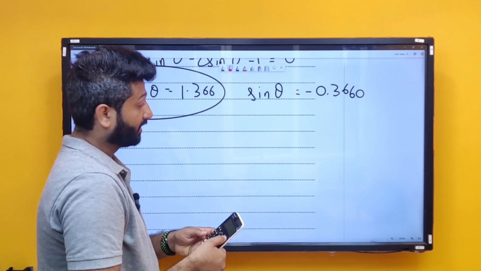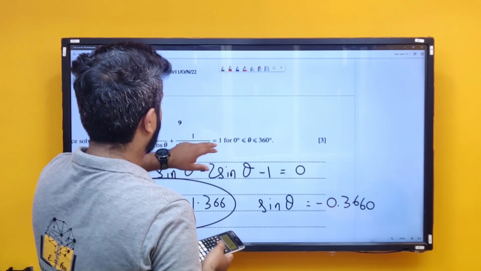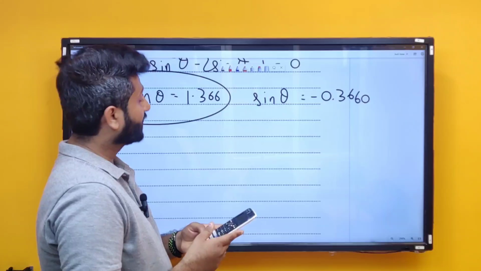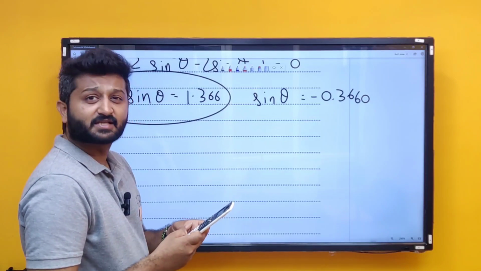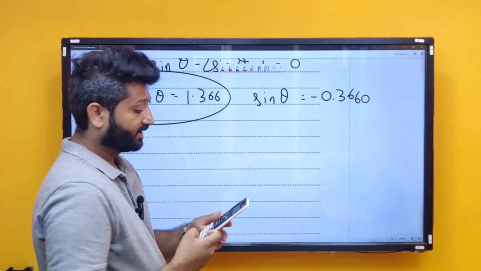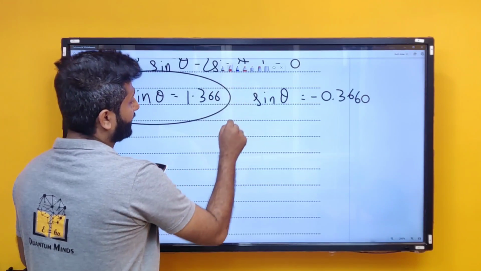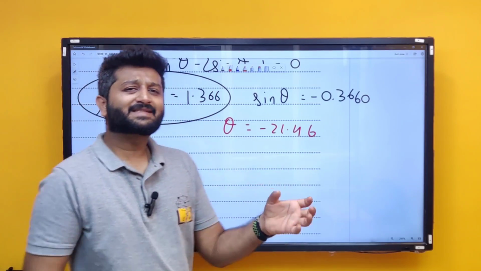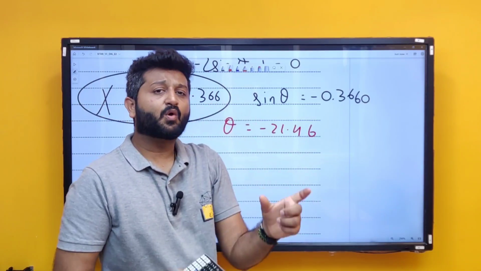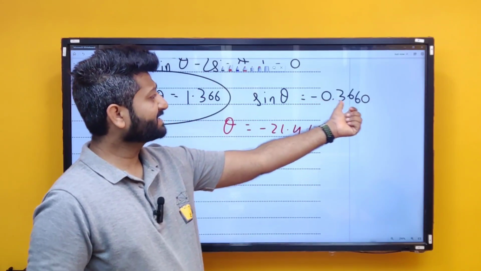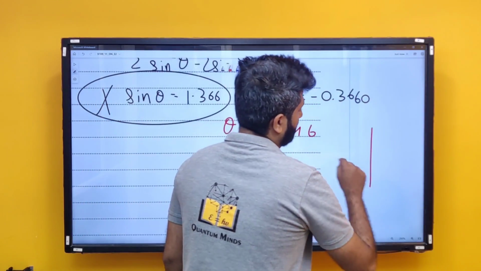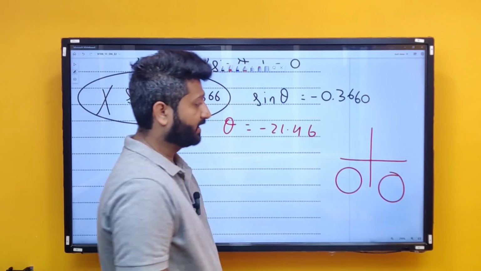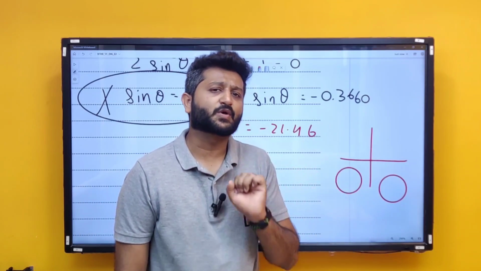Sine inverse of, okay, let me check what was the unit of angle. Yes, the unit was in degrees, so I'll have to change my calculator again into degrees. So angle in degree, sine inverse of minus 0.366. Yes, so the angle which we are getting, theta, is minus 21.46. Now guys, negative angle, right? Now we want two angles. Now see, this sign is negative, so we know negative sign can come in third quadrant and in fourth quadrant, right? In first and second quadrant, the value of sine is positive.